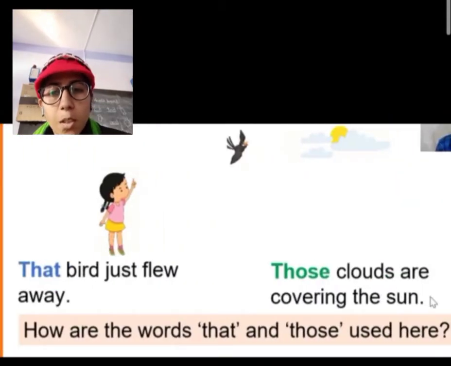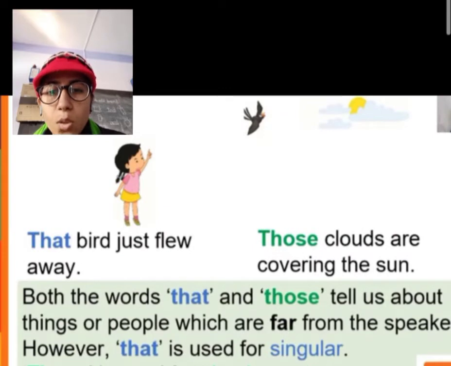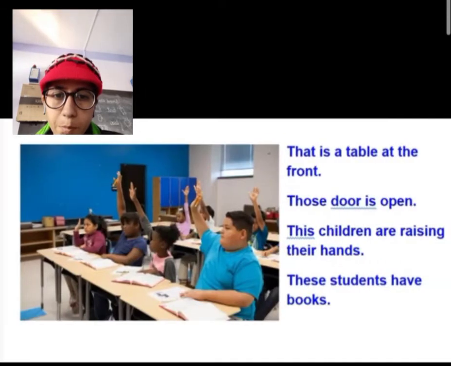In the next picture, we are having: That bird just flew away. Those clouds are covering the sun. So how are the words that and those used here? Both the words that and those tell us about things or people which are far from the speaker. However, that is used for the singular number as the bird was one only. So we used that bird just flew away, and clouds are many. So those is used for the plural in numbers.